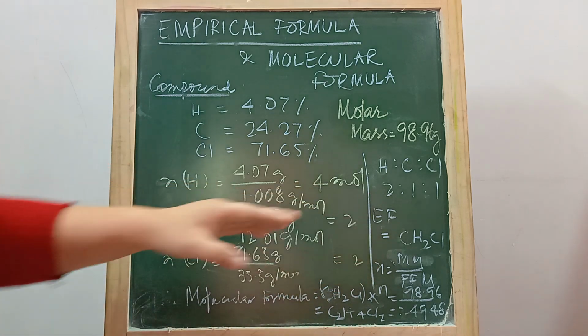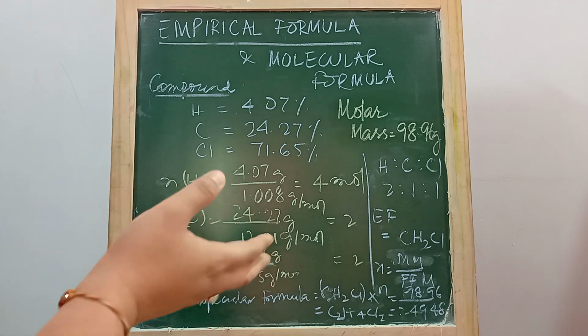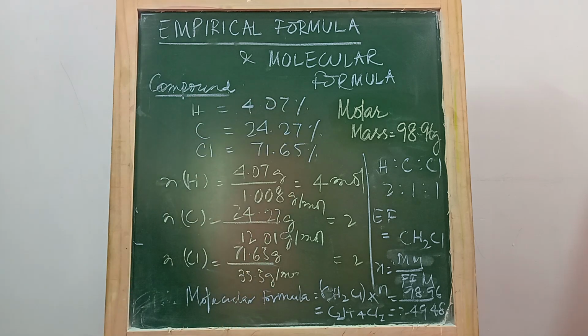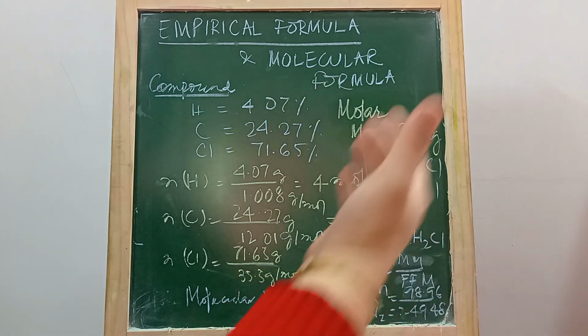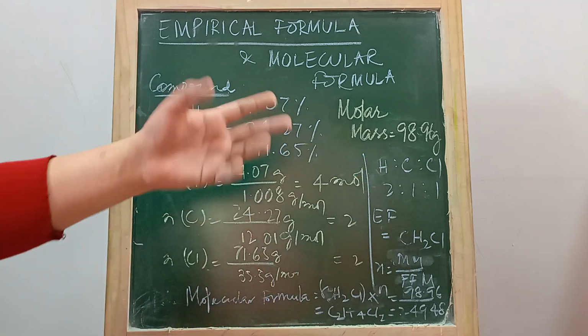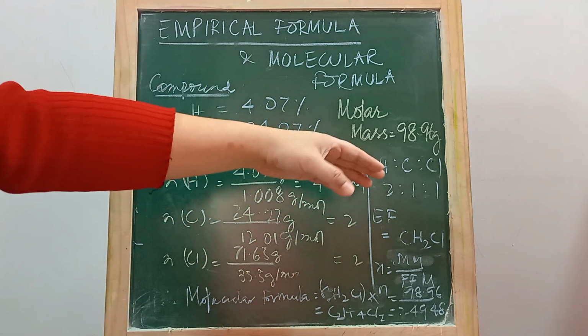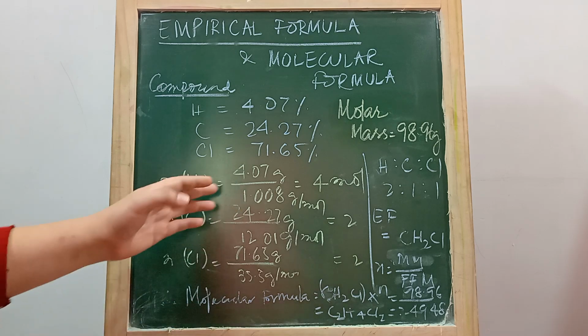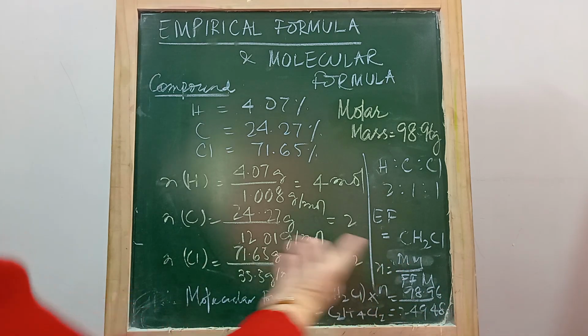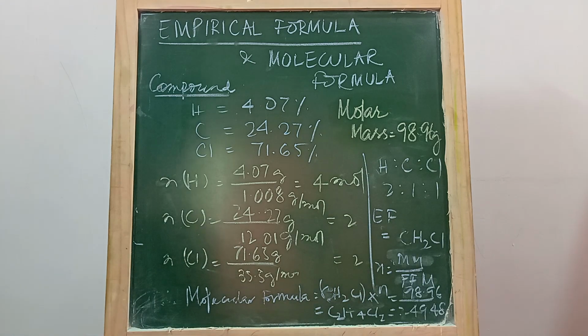The mole not only means the mass. By knowing the mole, we are knowing the mass. We are also knowing how many entities are there. Avogadro number of entities, which is 6.022 into 10 to the power 23 atoms. So 4 mole of hydrogen means 4 multiplied by 6.022 into 10 to the power 23 atoms of hydrogen. Similarly, 2 moles of carbon means 2 multiplied by 6.022 into 10 to the power 23 atoms of carbon. And 2 moles of chlorine atoms means 2 multiplied by 6.022 into 10 to the power 23 atoms of chlorine.